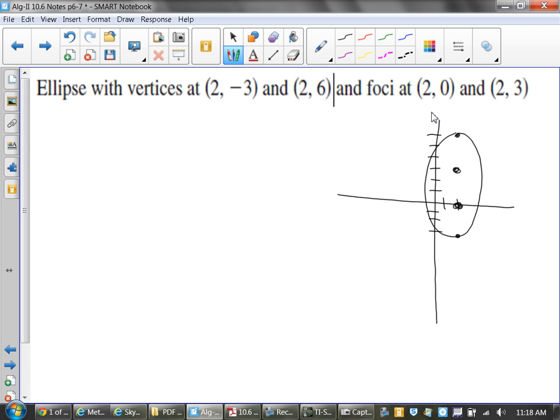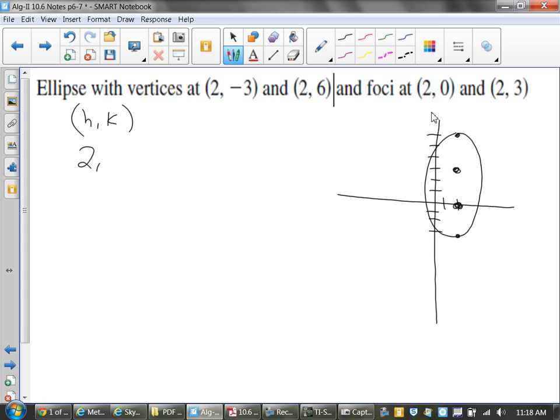Now at this point, what we're going to find out first is what h and k is. Your h and k is the center. Since it's opening up and down, the value of h is going to be the exact same thing as everything else on that vertical line, 2. Now I just have to figure out what k is. In this case, it's going to be the halfway point between 6 and -3.